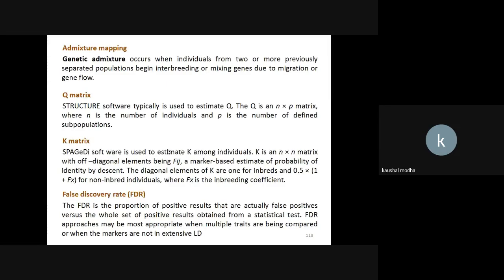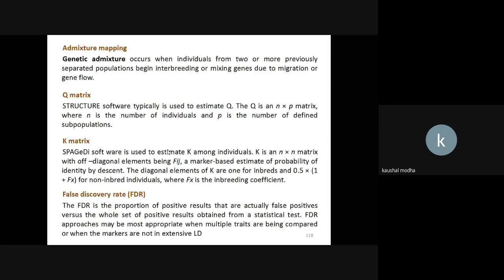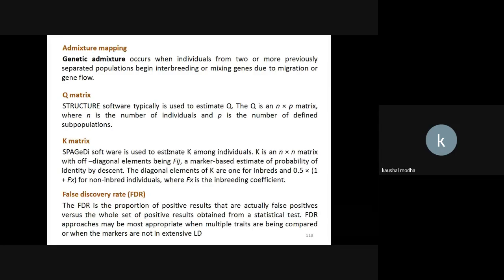And identity by descent means these two alleles are identical because of descent, that is genetic descent, because these individuals are derived from the parents' genotypes which are related to each other. That is called identity by descent. Just for your information, these are the concepts utilized to construct the K-matrix and to calculate genetic relationship between the individuals.